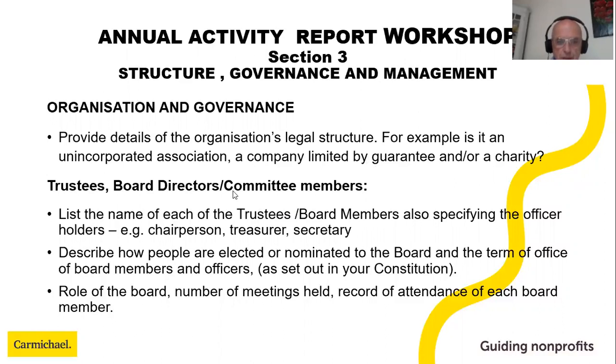The trustees and the board of directors and the committees. The word trustees, of course, came into the nomenclature in a big way with the introduction of the Charity Act in 2009. List the name then of each of the trustees, the board members, and also specify the office holders. For example, the chairperson, the treasurer, and the secretary. Describe how people are elected or nominated to the board and the term of office of board members and officers as set out in your constitution.